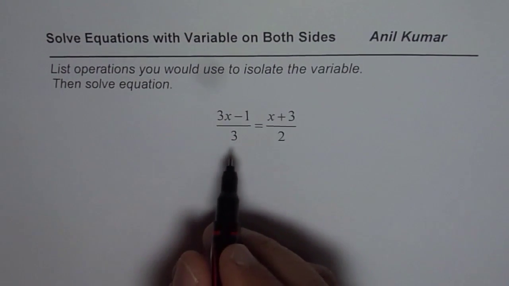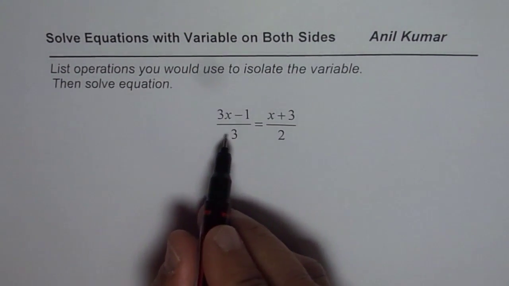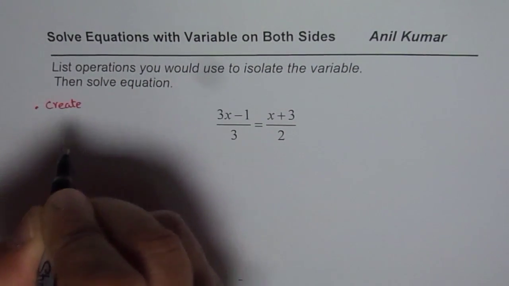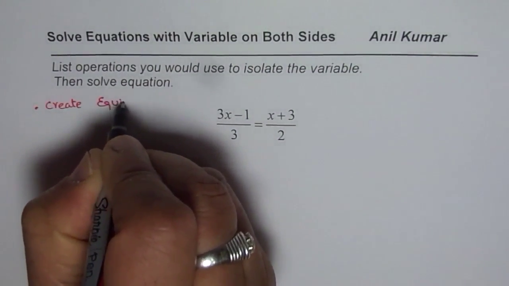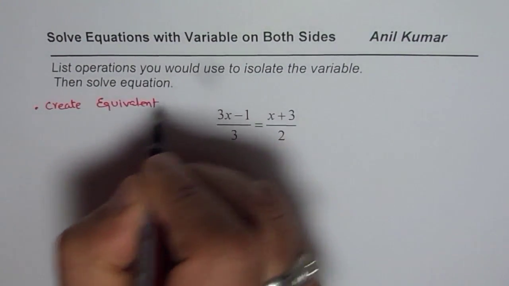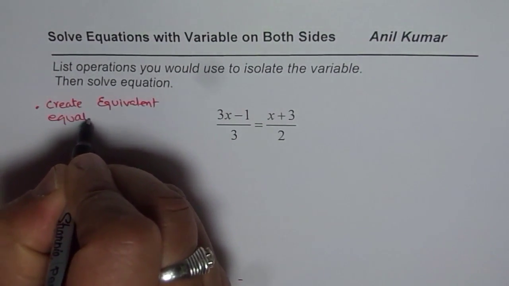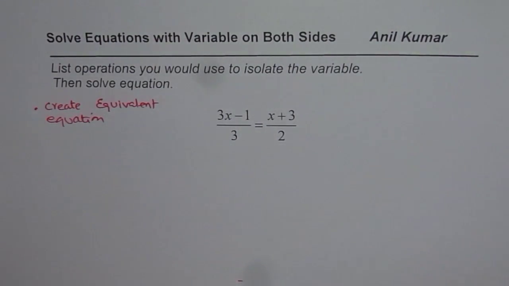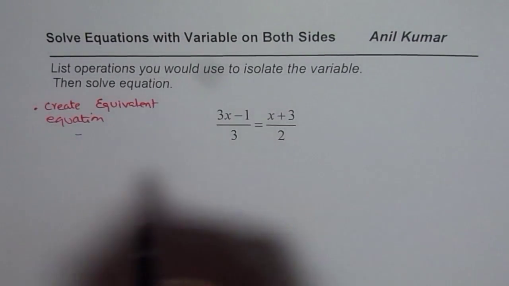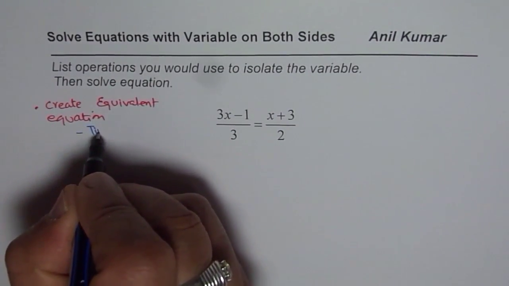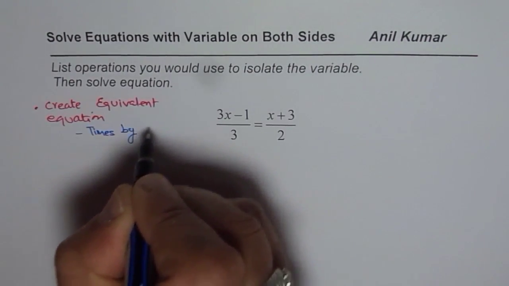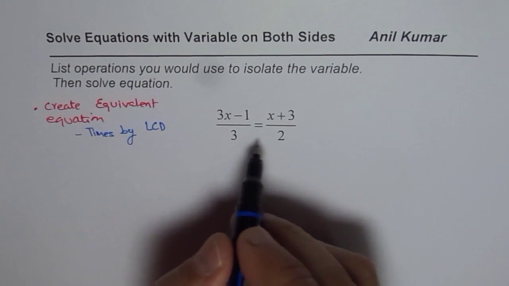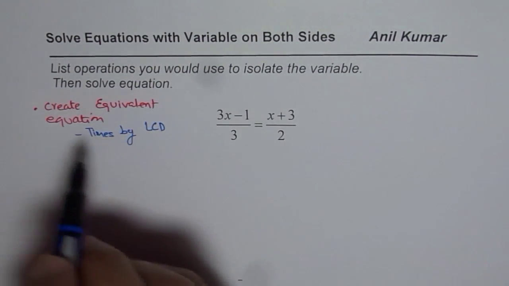So the first step here is to create an equivalent equation, right? How do you do that? This is done by finding the lowest common denominator. So you multiply by the lowest common denominator, right? Once you do that, you get an equivalent equation without fractions. So that is the whole idea.